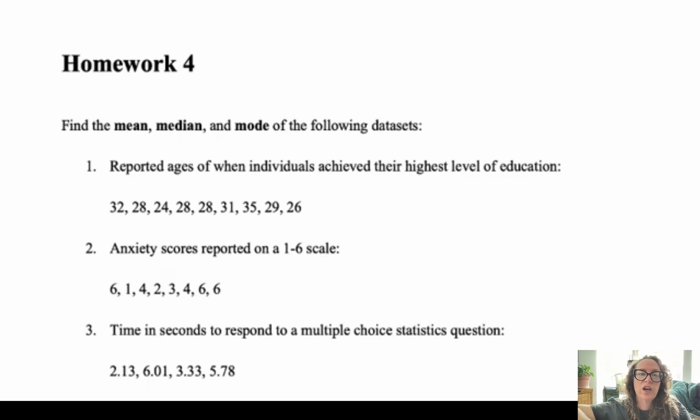For all of these, we're finding the mean, the median, and the mode of this data. We have reported ages of when individuals achieve their highest level of education. So let's head over to the whiteboard, and the first thing we'll want to do is include the data for this first data set. So what do we have? We have 32, 28, 24, 28, 28, 31, 35, 29, 26.